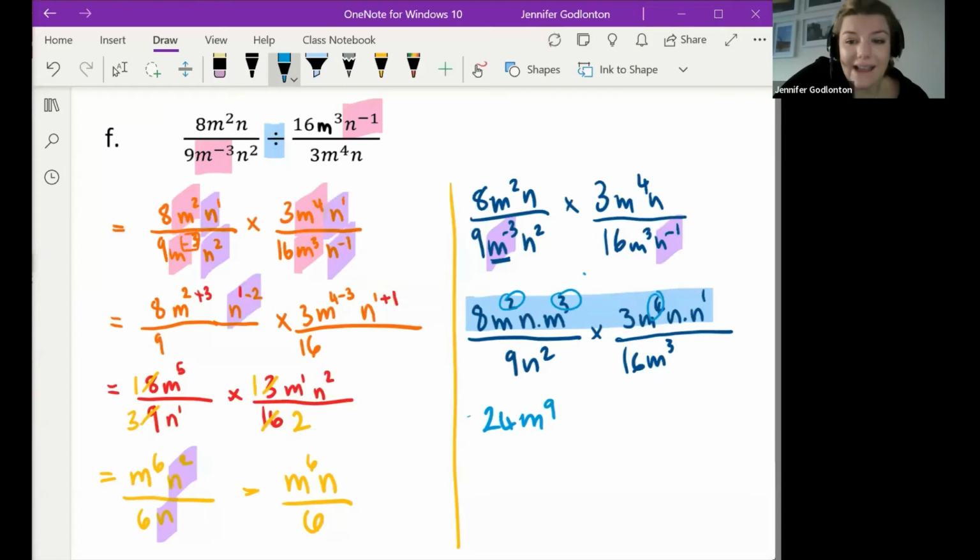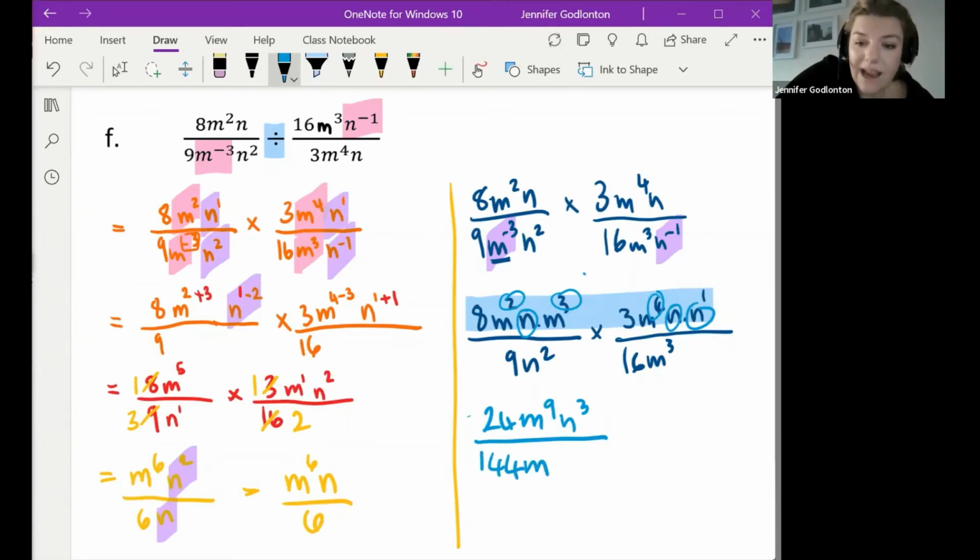Then we look at our n's. We've got 1 n, 2 n's, 3 n's. Over. Look at your bottom. 9 times 16, that's going to give me 144. I've got 3 m's and then I've got 2 n's. And then if I simplify from there, I've got 24 over 144, which gives me my 1 over 6.